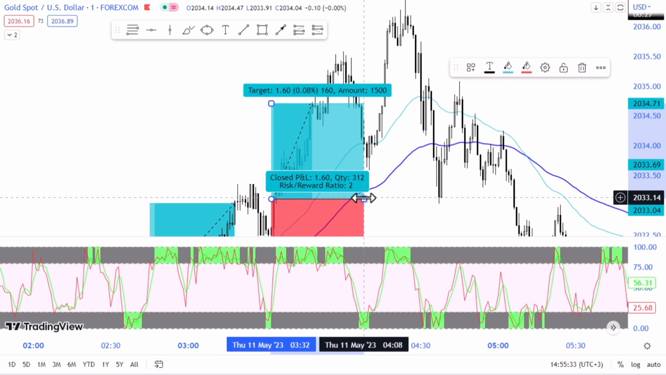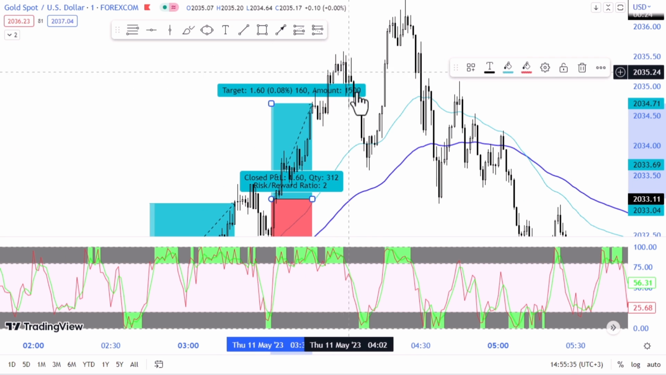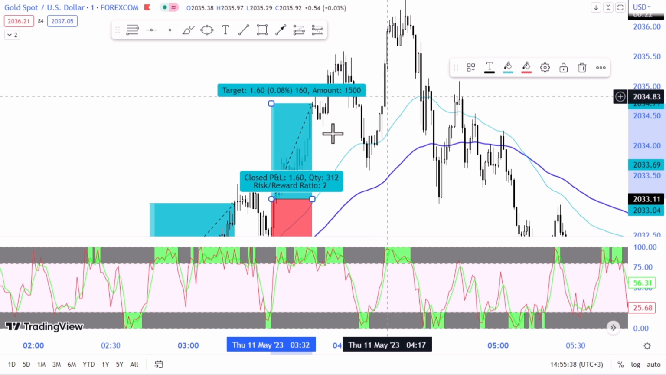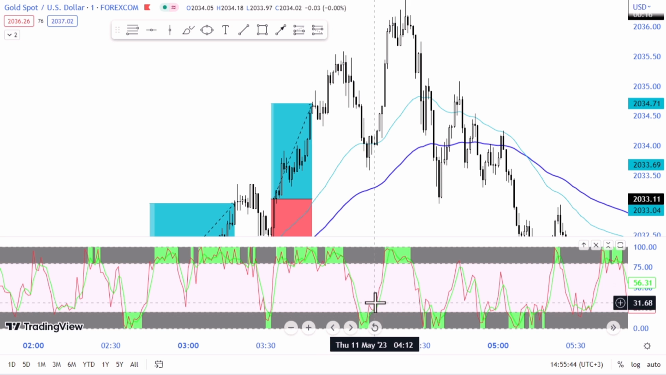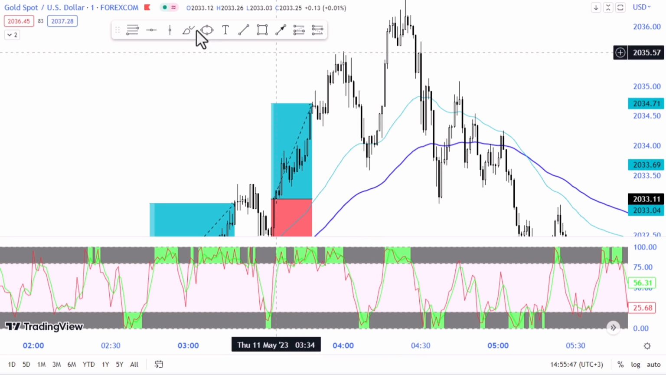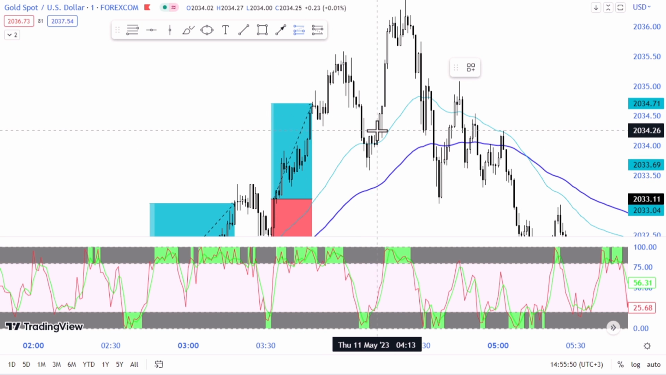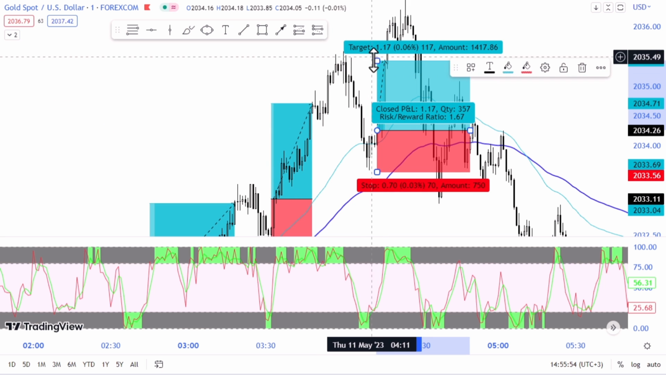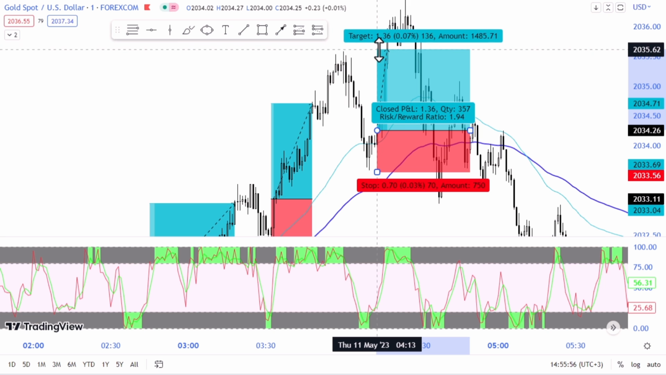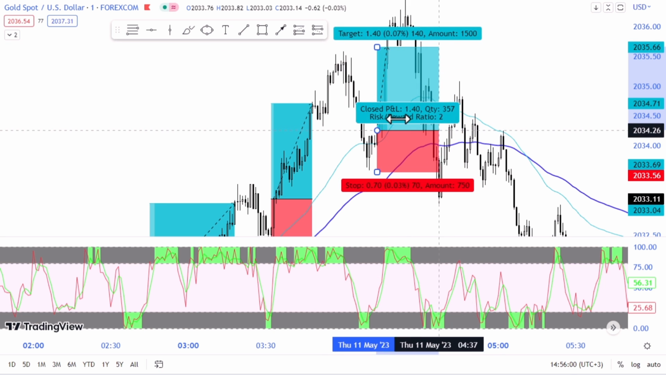So I had another pullback here. Yeah, everything is passed. I have the breach out of the stochastic here, a cross up, price went up. So I'm gonna enter another trade here, put my stop loss on the latest swing low here, and 2 times bigger than my stop loss is gonna be my take profit, another beautiful trade here.